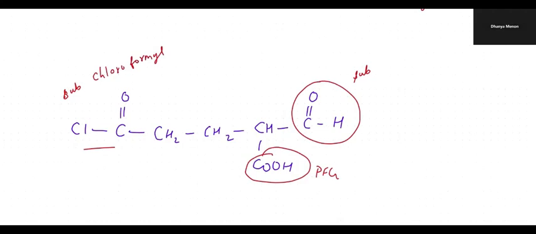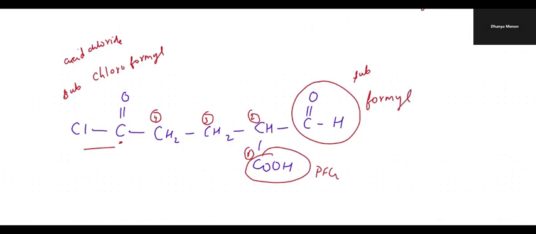And the numbering starts from the acid: 1, 2, 3, 4. We don't number the carbon of the acid chloride. Okay, so this is acid chloride. We don't number the carbon of the acid chloride. Okay, and in this case, the aldehyde is not numbered. Because it's not numbered, we use prefix formyl.